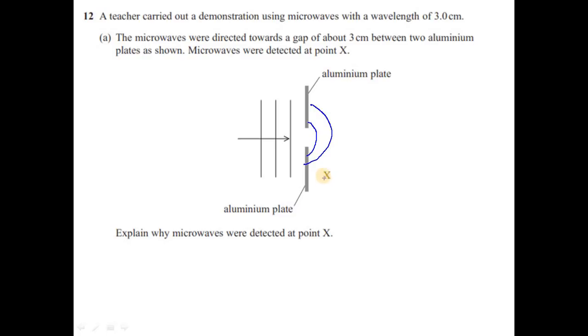So you can say that because the gap size, this is the gap size, is equal to the wavelength, that means you have a maximum diffraction, and the wave gets diffracted and spreads out and reaches point X. That's why we can observe the wave at X.